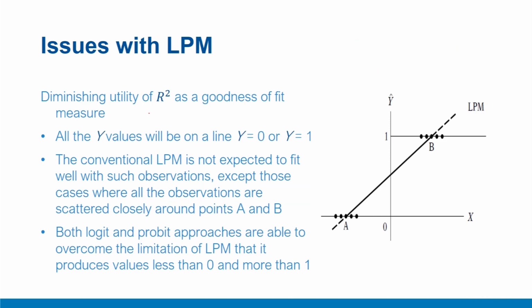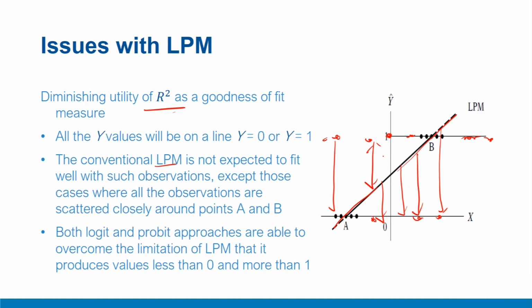Another very critical problem with this kind of modeling is the diminishing utility of R square as a goodness of fit measure. Recall our discussion about the linear regression model. We said that R square measures how well the model explains the variation in the dependent variable. Notice in this kind of setting, the values of the dependent variable can be only 1 or 0, that means they will be at this or this. And therefore, any linear probability model, LPM, like what we are doing here, which fits a line like this, will have very high error terms. And because of such large variation in error terms, the R square will be very, very low.